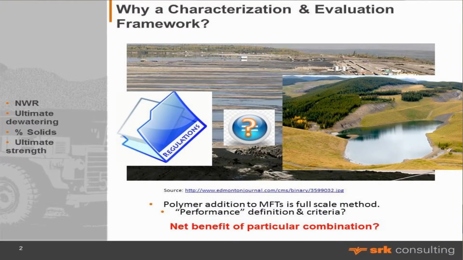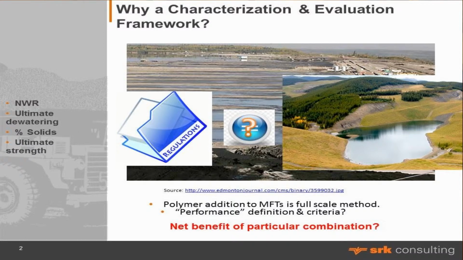The other is that currently in industry, performance is defined multiple ways. On the left of the slide, you see things like net water release and ultimate dewatering. So there are questions in operations about whether you might have conflicting key performance indicators. What you'll see as we go through here is that it's key to ask, what am I ultimately going for? The answer to performance is directly related to that question.